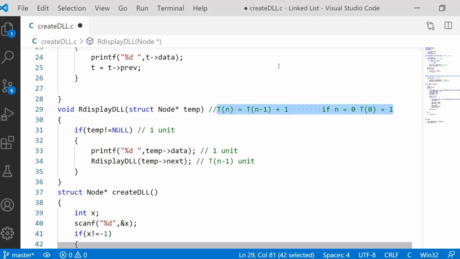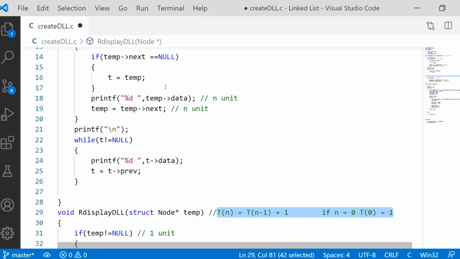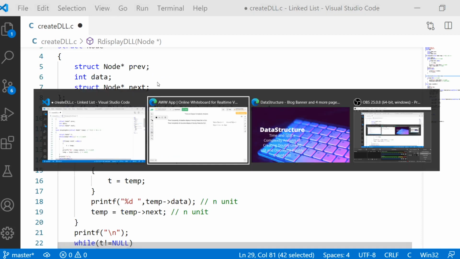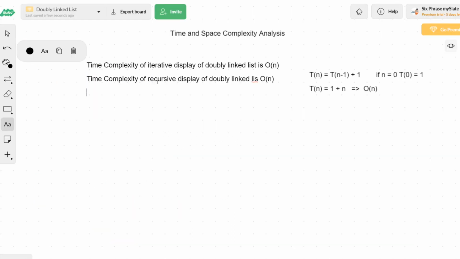Now let us also speak about the space complexity of the iterative approach. In the iterative approach, we have only one block called temp, only one unit. So it's very clear that the space complexity is constant. So the space complexity of the iterative display of doubly linked list is constant, order of 1, constant space.